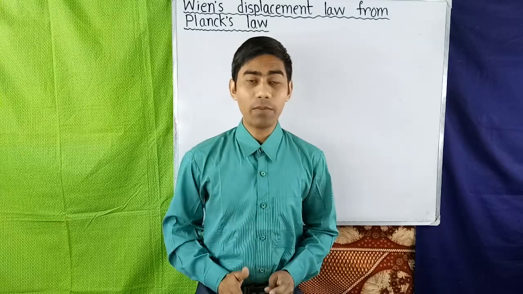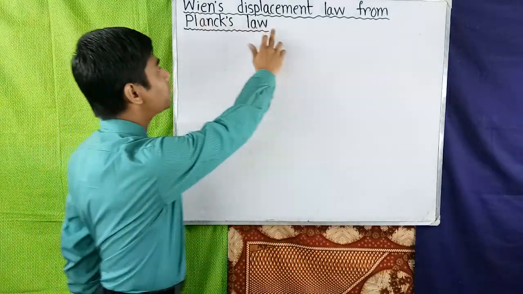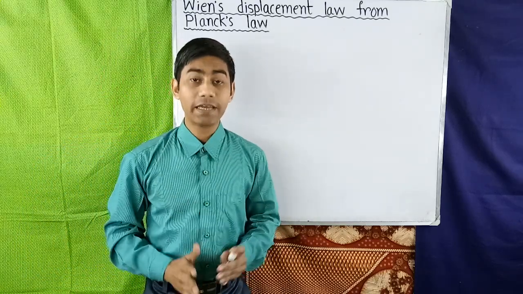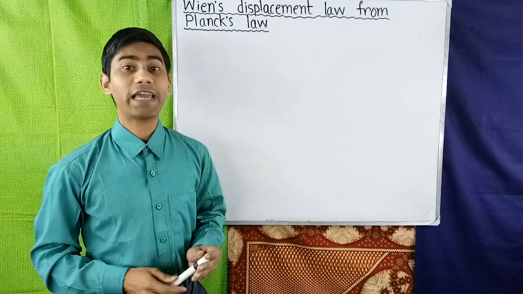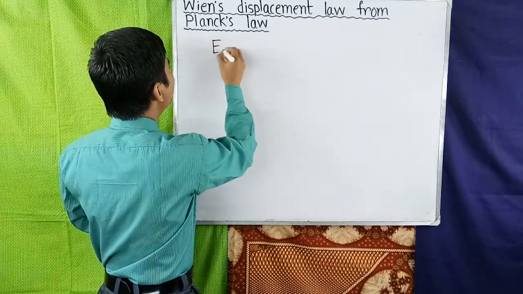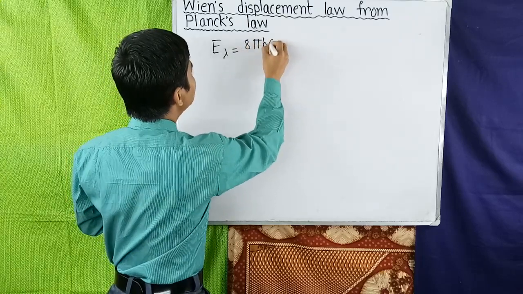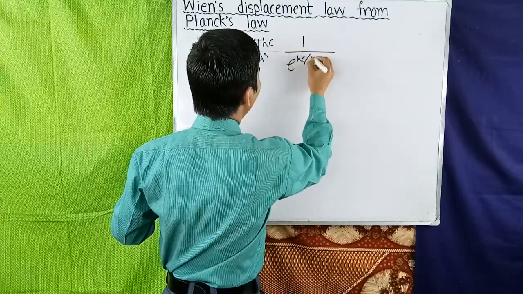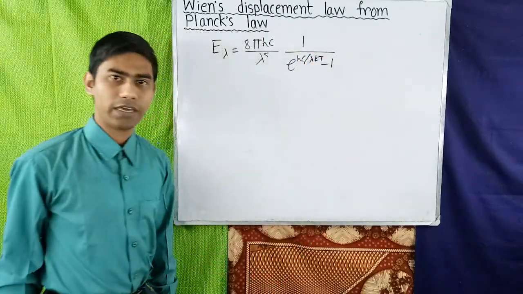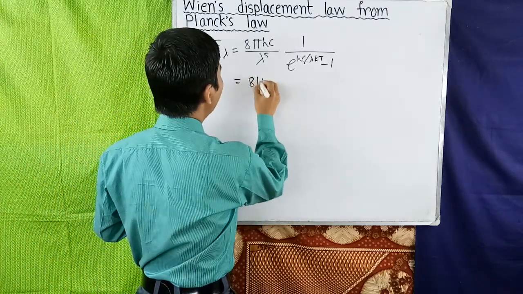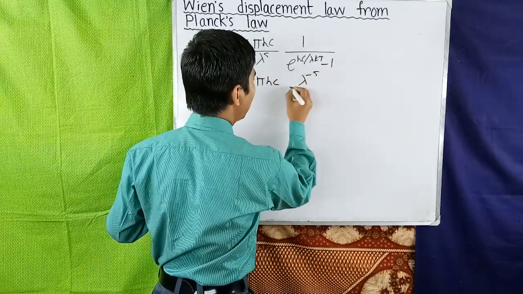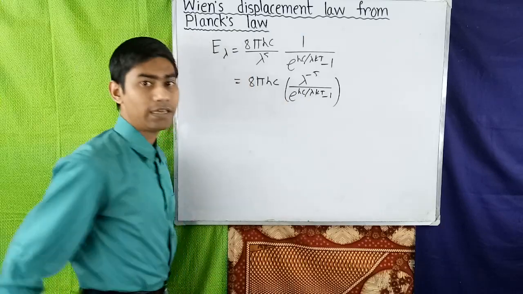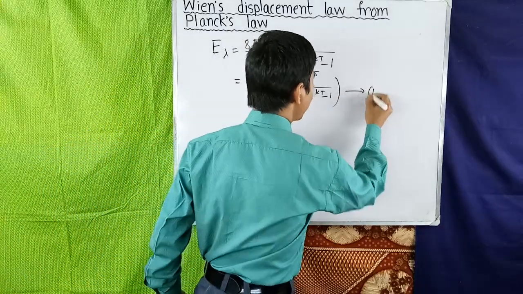Now I will discuss the derivation of Wien's displacement law from Planck's law. We know that in terms of wavelength, Planck's law for black body radiation can be written as E lambda equals 8 pi hc by lambda to the power 5 into 1 by e to the power hc by lambda kT minus 1. This equals 8 pi hc into lambda to the power minus 5 by e to the power hc by lambda kT minus 1. Suppose this is equation 1.